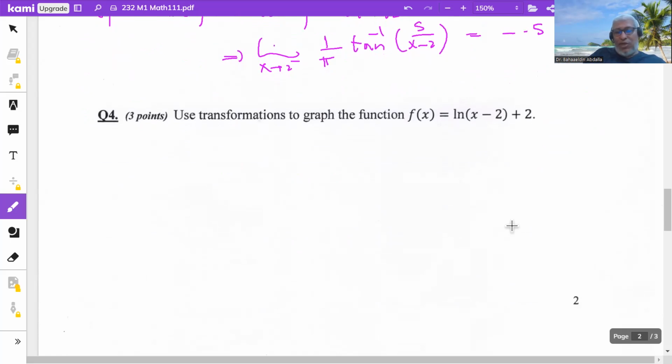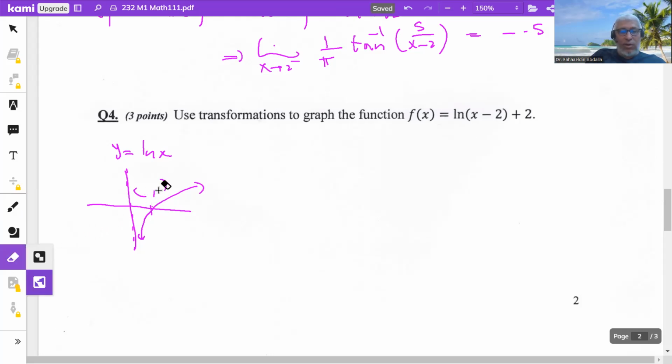Use transformations to graph this function. First, what is the original function? Well, the original function is y equals ln x. What is the graph of y equals ln x? This line is a vertical asymptote, and it passes by this point, 1 and 0. X is 1 and y is 0. This is the function ln x.